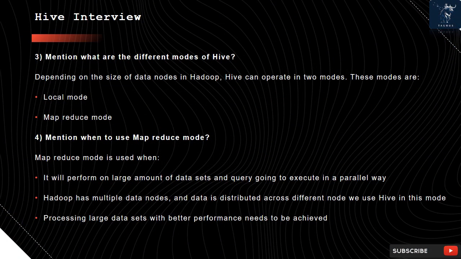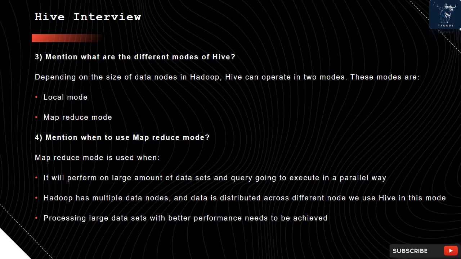3. Mention what are the different modes of Hive. Depending on the size of data nodes in Hadoop, Hive can operate in two modes. These modes are local mode and MapReduce mode.